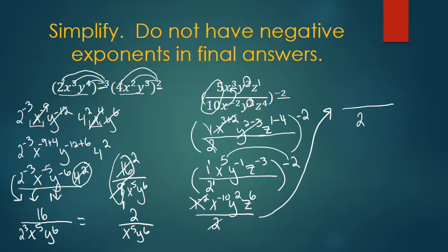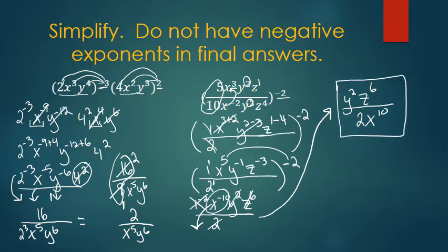My y squared is also going to stay put because it is a positive exponent. And my z to the 6 will stay put because it is also a positive exponent. The only thing that I need to move is the x to the negative 10. And it's starting on top, so it needs to move to the bottom. So I have x to the 10. So that is my final answer with everything fully reduced and with all positive exponents.